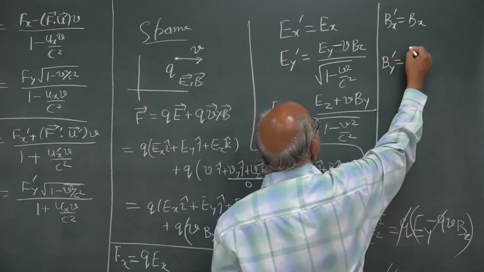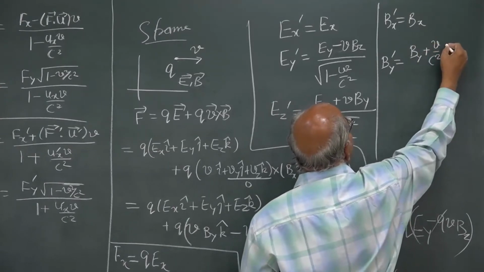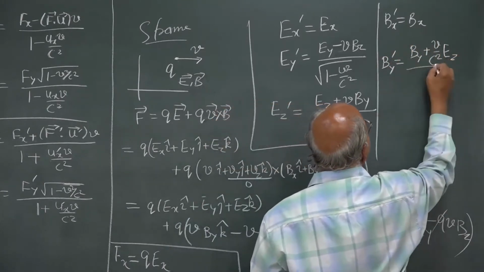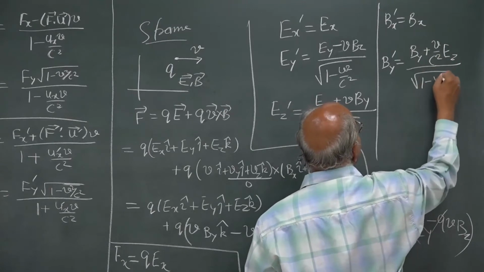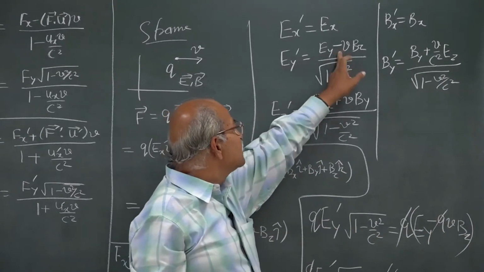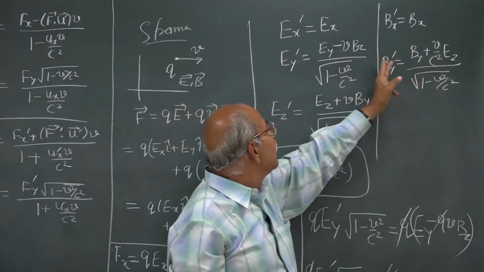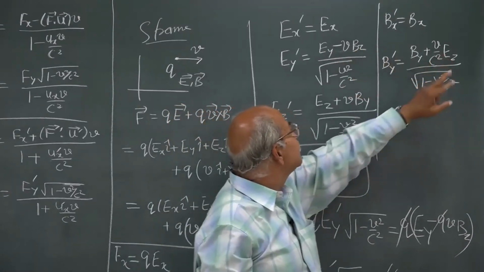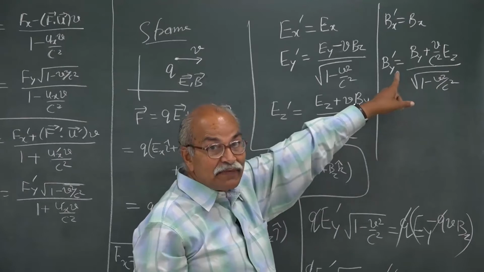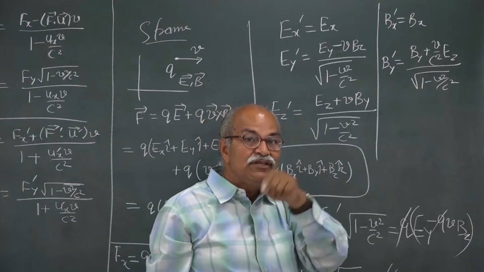By prime will be By plus V by C square Ez, divided by square root of 1 minus V square by C square. Slight change. Ey prime is Ey minus V Bz, and By prime is By. So, it is By, and then correspondingly this Ez is there, and this minus is plus, and V becomes V by C square. Dimensionally it is necessary because E has the same dimension as V into B, right.